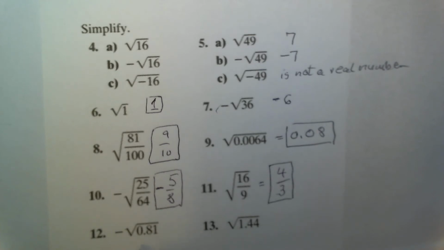And for number 12 is minus 0.9, because when we square 0.9, we get 0.81, and then with a minus sign. So it's minus 0.9. And the square root of 1.44 is simply equal to 1.2. If you square 1.2, you get 1.44.